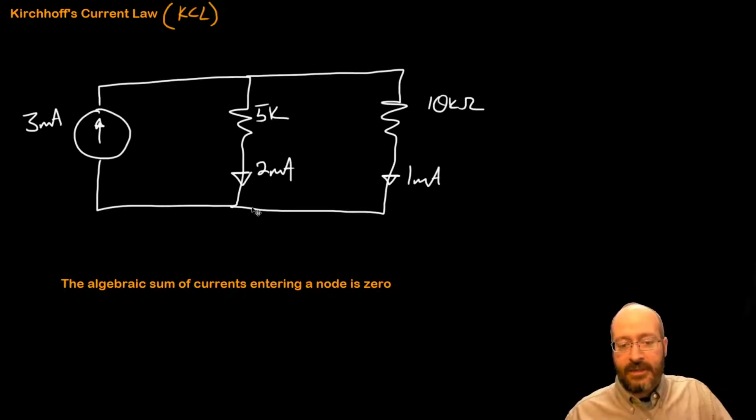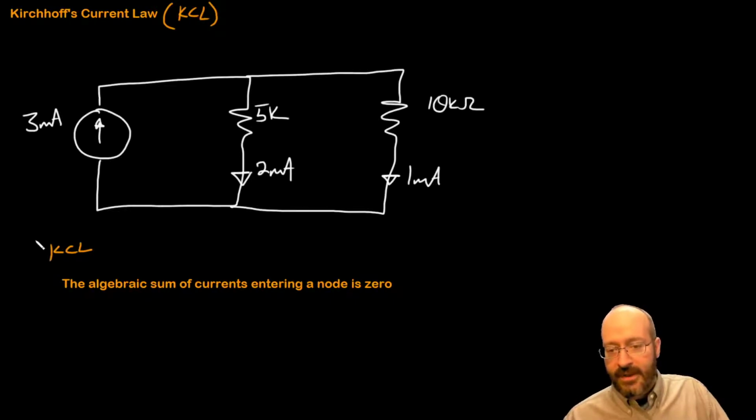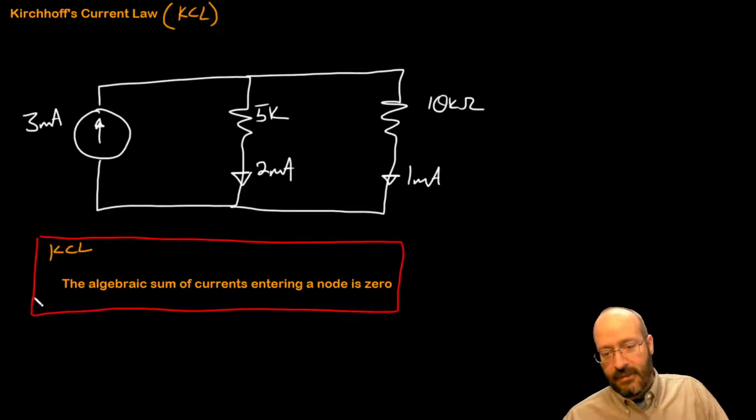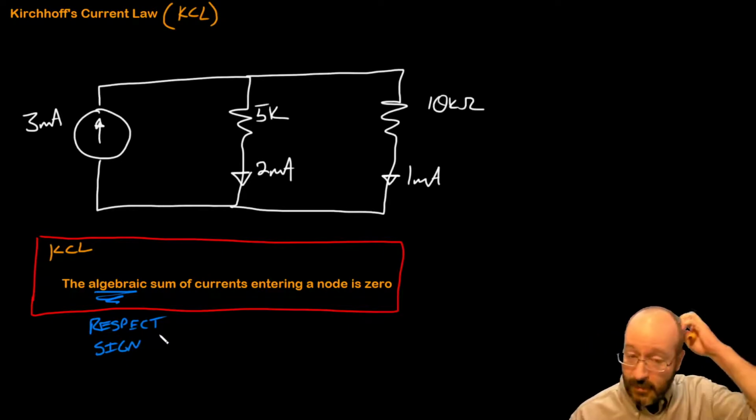The algebraic sum of currents entering a node is 0. So this is KCL. We have this word again, algebraic, so we have to respect sign once again. Respect sign. Consider the polarity. Is the current going in or is it coming out?